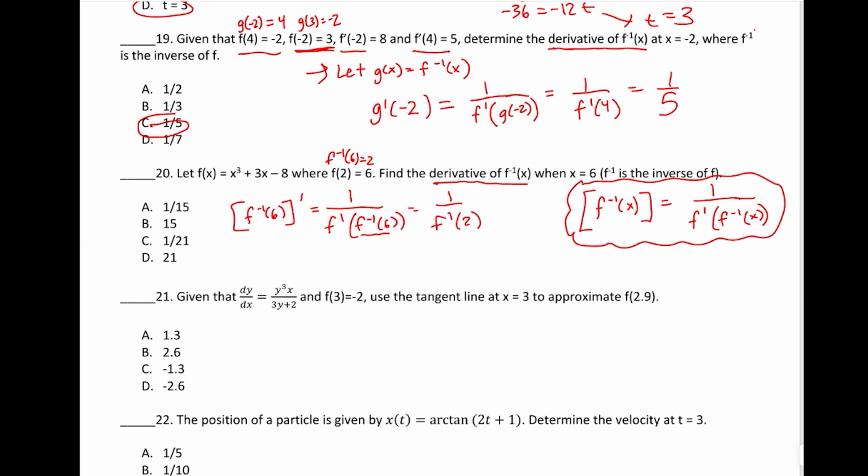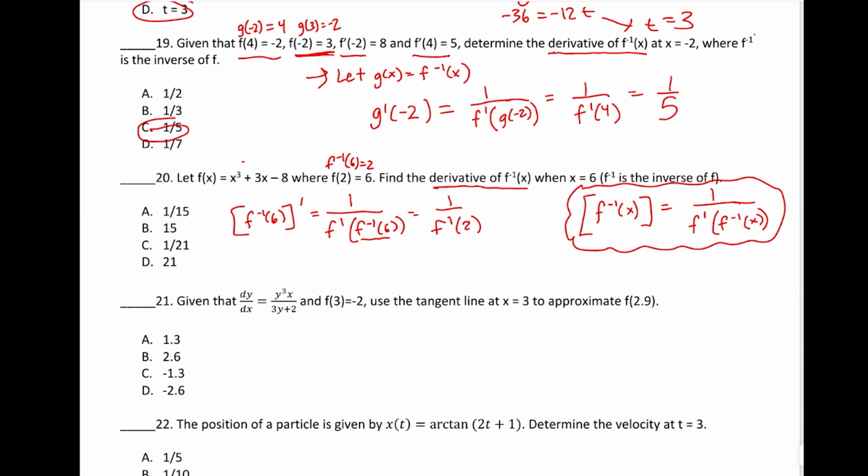Now we do need to find f prime to be able to finish answering this question. Here's f. Let me make sure we know that this is part of that. I don't want to get these mixed up. So let's find the derivative of f here. I'll work that out down here. The derivative of f is 3x squared plus 3. So if I want f prime of 2, that's going to be 3 times 4, 12 plus 3 is 15. So the derivative of the inverse of f when x equals 6 is going to be 1 over 15. Our answer is A.